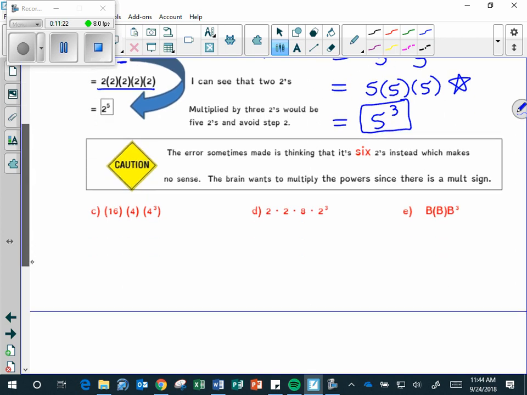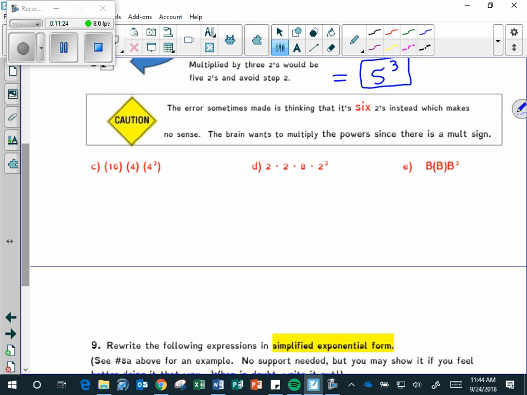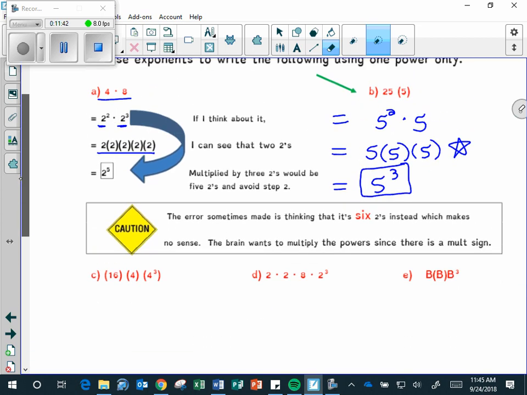So let's always pay close attention to the caution box. The error sometimes made is thinking that it's 6 2's instead, which makes no sense. Oh, sorry. Let me erase right here. Sorry about that. I'm not making much sense.